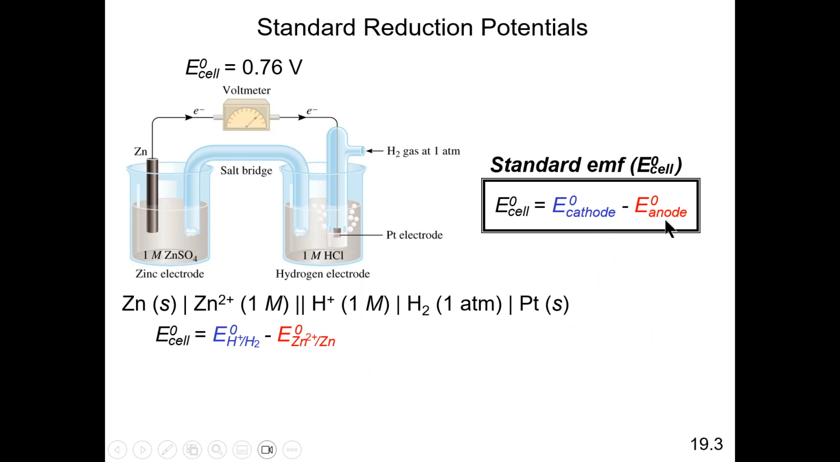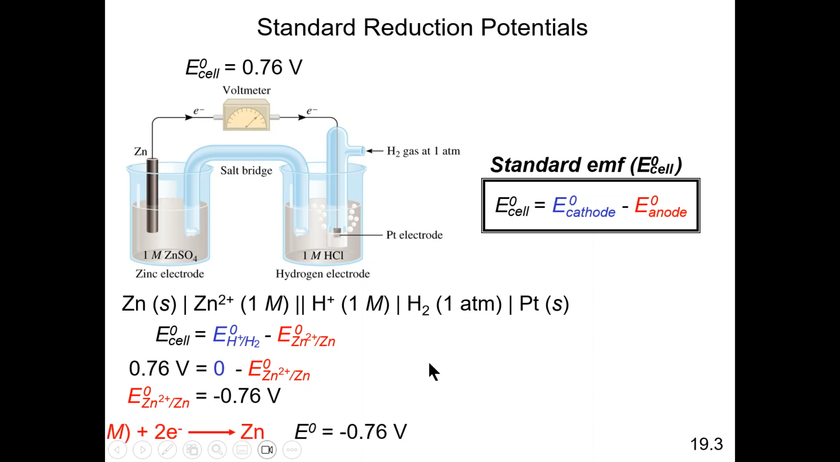The EMF of the anode, which would be the zinc electrode, we don't know, but we know that the hydrogen half cell would be 0. So therefore, 0.76 volts, which would be the EMF of the cell, would be equal to 0 minus the EMF of the zinc half cell. So that tells us that the EMF of the zinc half cell is minus 0.76, right? So that would be the standard EMF of the zinc half cell in relation to the hydrogen half cell. And that, therefore, would be a given value for the standard half cell for zinc, right?